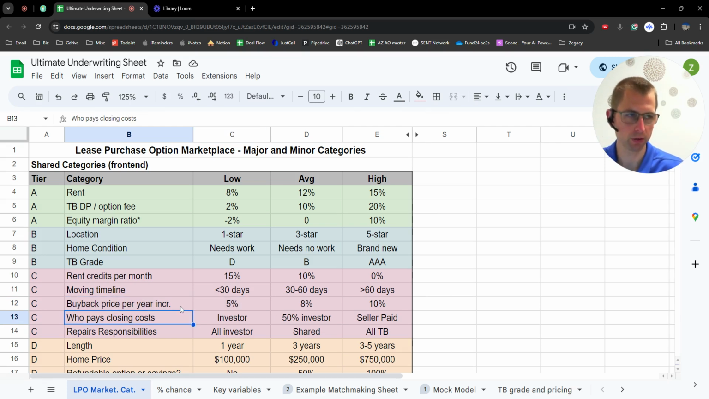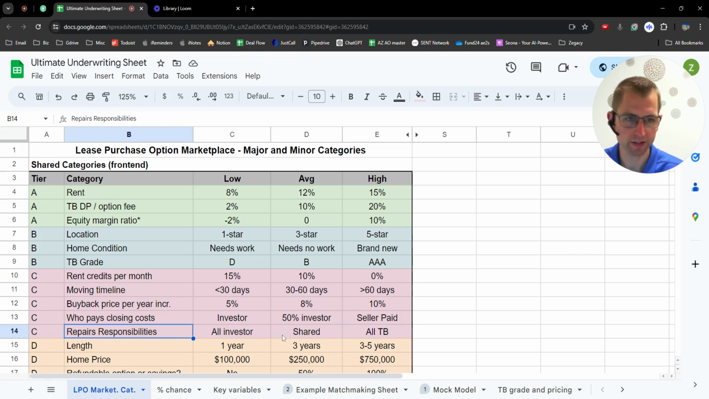When the investor initially buys the home, who pays for the closing costs? This is title work and initial closing fees. It's either the investor, or maybe it's shared between the investor and the tenant, or maybe you have a seller concession where the actual seller of the home is able to pay them. Because remember, you're buying homes listed for sale, not existing inventory.